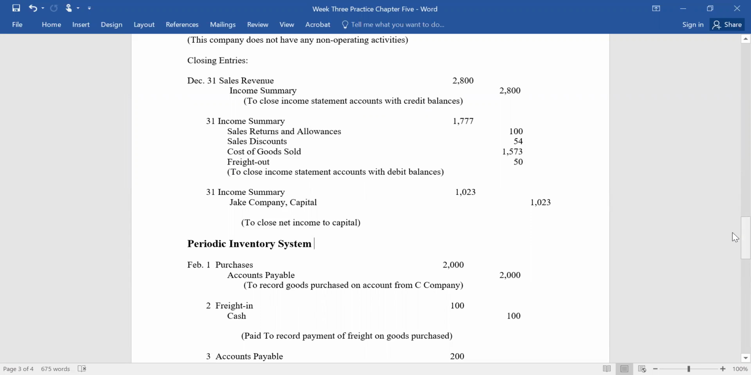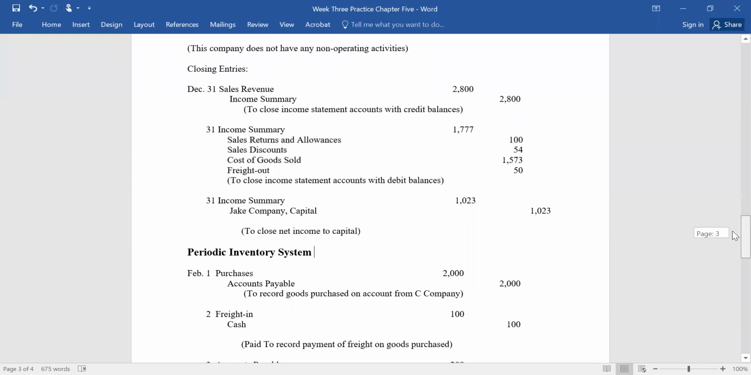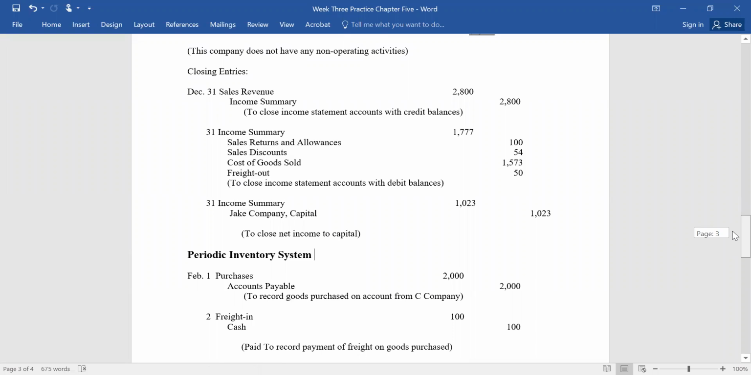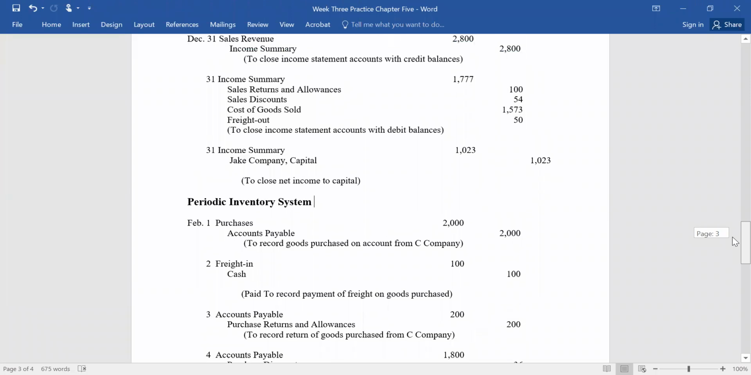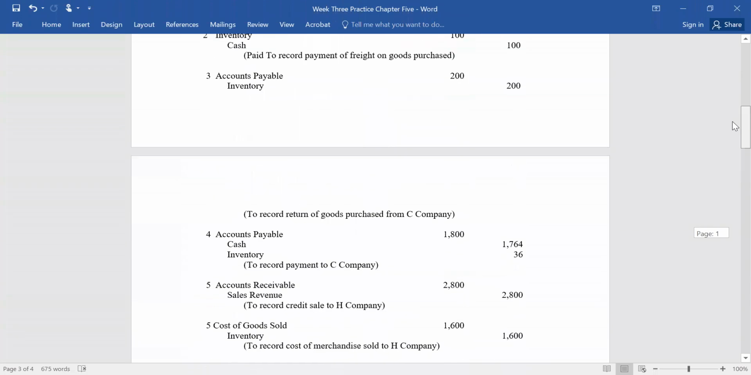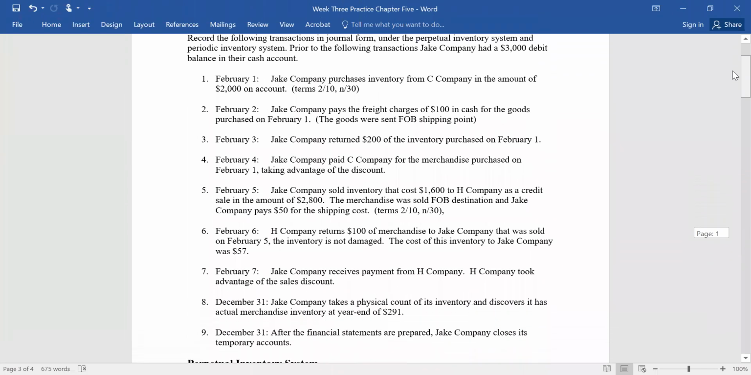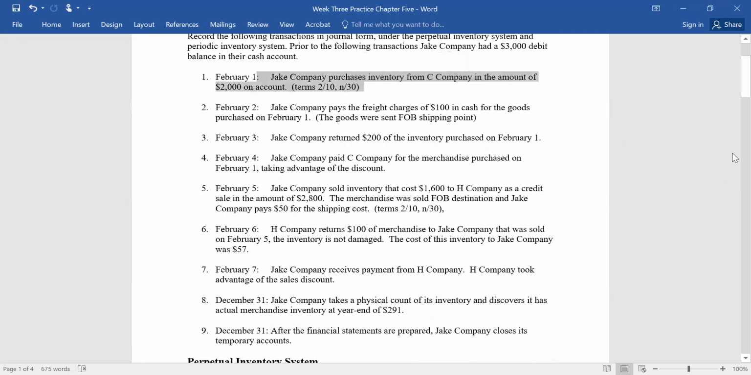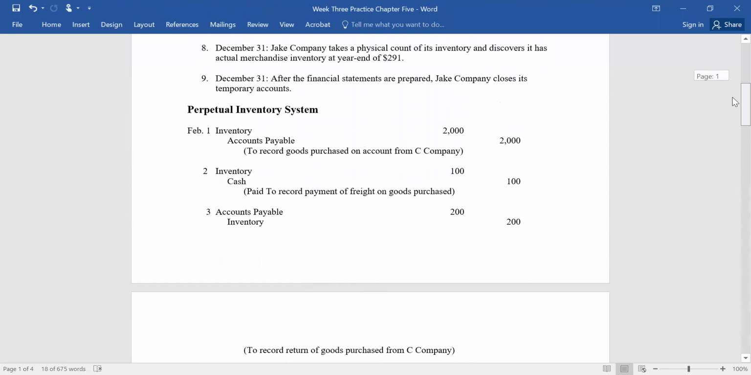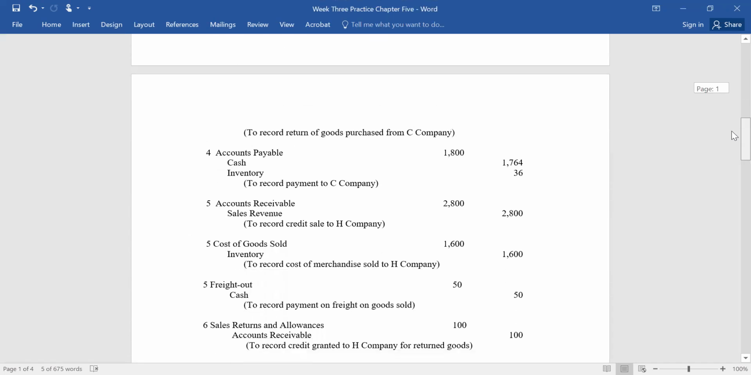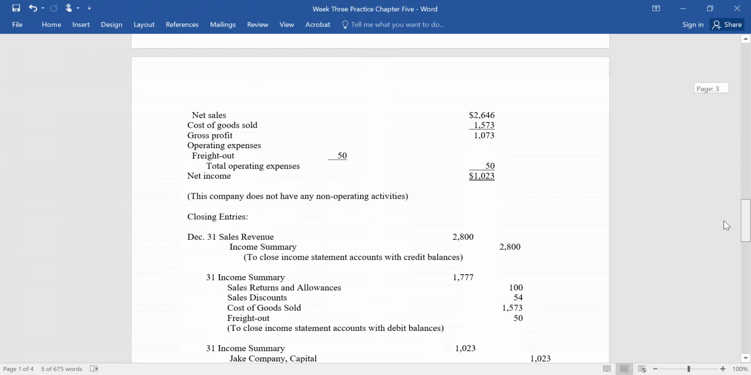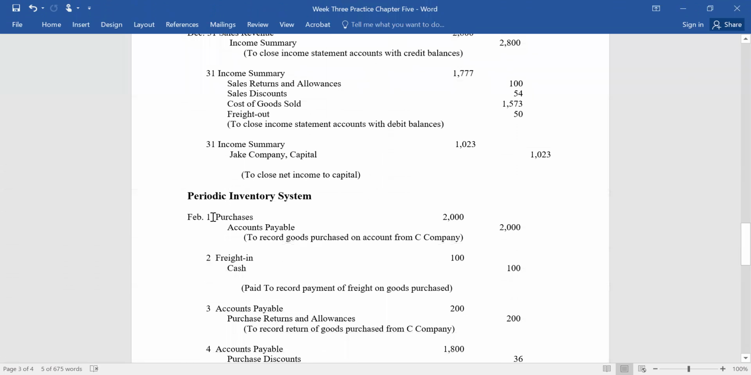I did do some the periodic inventory. I don't think we work with it at all. Not that I remember, at least for homework problems. And I just wanted to show you some of the differences. So for example, on February 1st, if we go all the way back to the 1st, we had J Company purchases inventory from C Company for $2,000 on account. Remember, under perpetual, we debited inventory, credited accounts payable. It's different under periodic. Under periodic, we are debiting an account called purchases and crediting accounts payable for the 2,000.